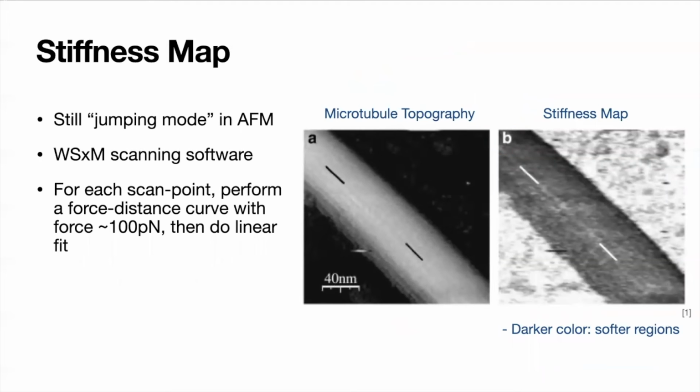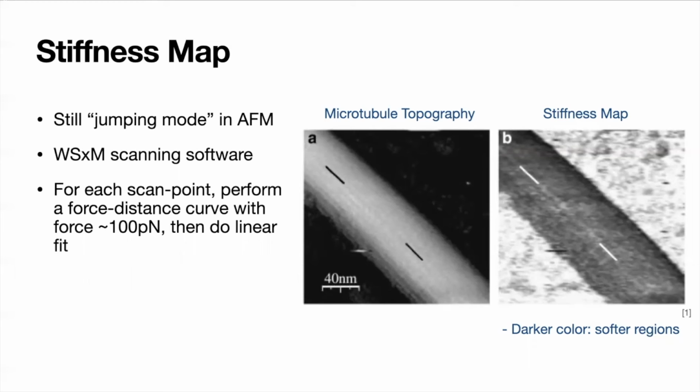The jumping mode of AFM can also do a stiffness map. To visualize the stiffness distribution, we adopt a development version of the WXM scanning software. For each scan point, we perform a force distance curve with the force limited to about 100 piconewtons to prevent damage. After we do a linear fit, the software will help us calculate the stiffness and show the data in the stiffness map.